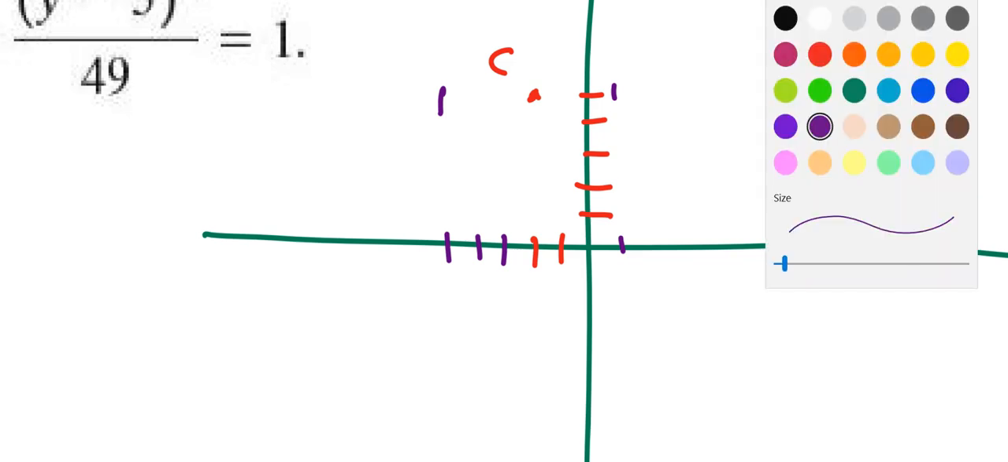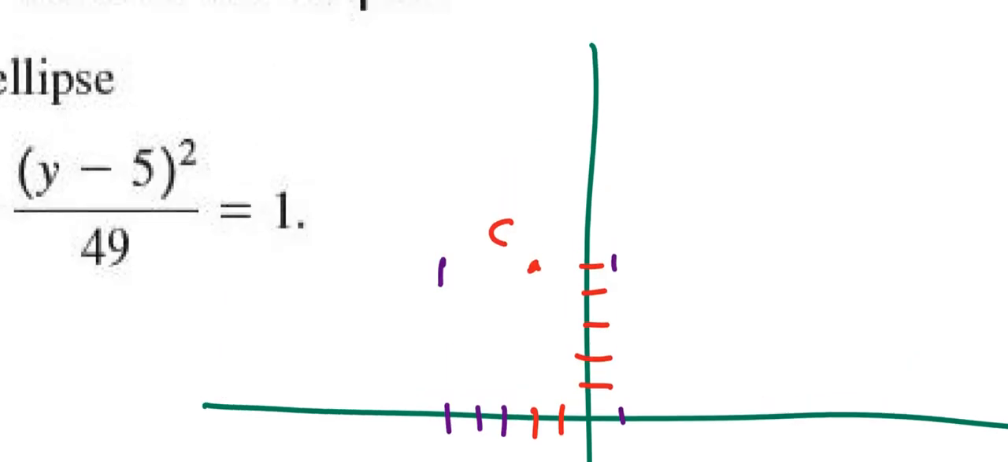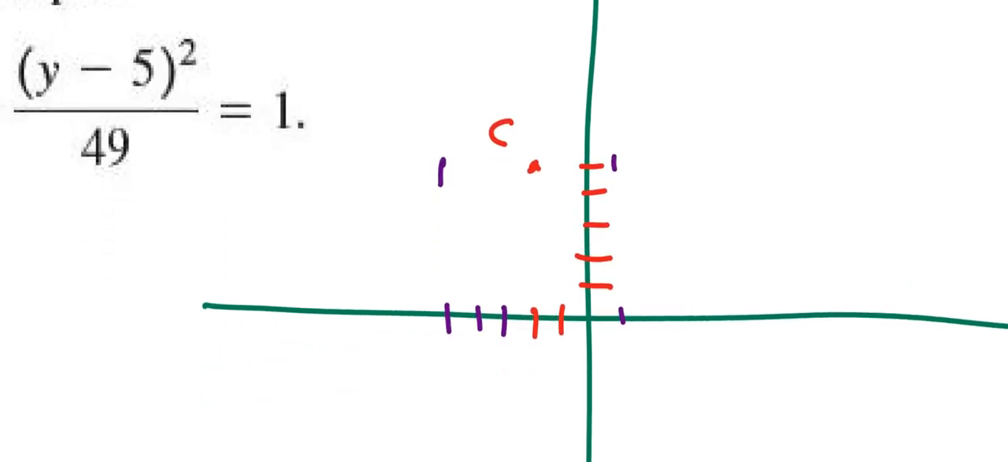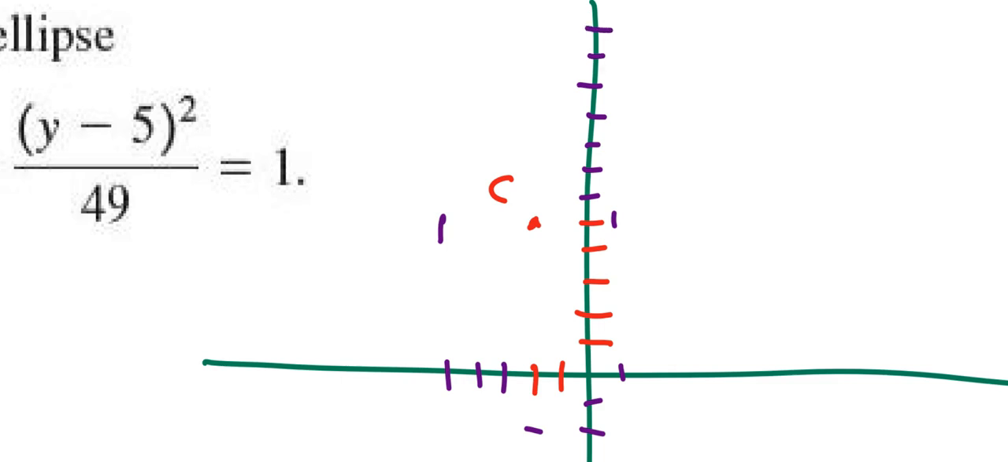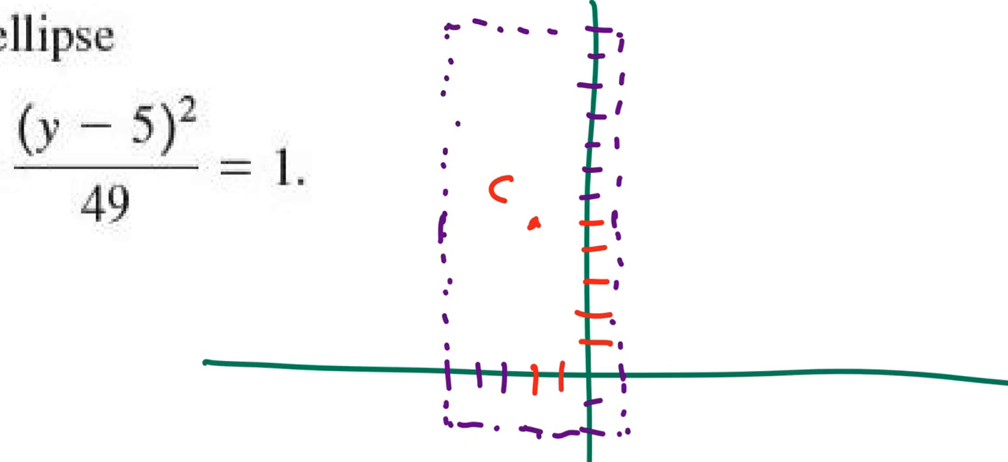How far up and how far down do I go? 7. Okay. 1, 2, 3, 4, 5, 6, 7. Okay, 1, 2, 3, 4, 5, 6, 7. And so now I have my imaginary ellipse, my box. Sorry, I got off on that little dot there. Where is the ellipse in relationship to this imaginary box? Inside the box.